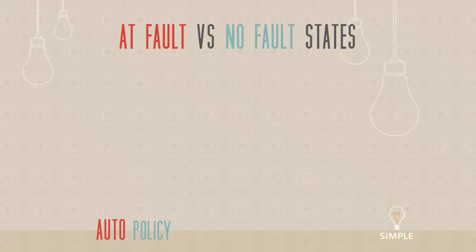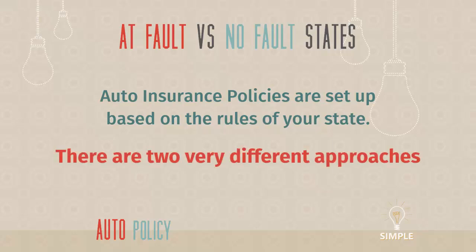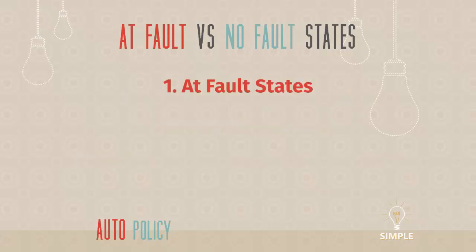Okay, let's dig into at-fault versus no-fault states. Auto insurance is based on the state you're in and the laws in that state. And the states are divided up into two different kinds of coverage, at-fault coverage or no-fault coverage. And they're very different. And knowing the difference is what we're about to do right now. So let's start with at-fault states.